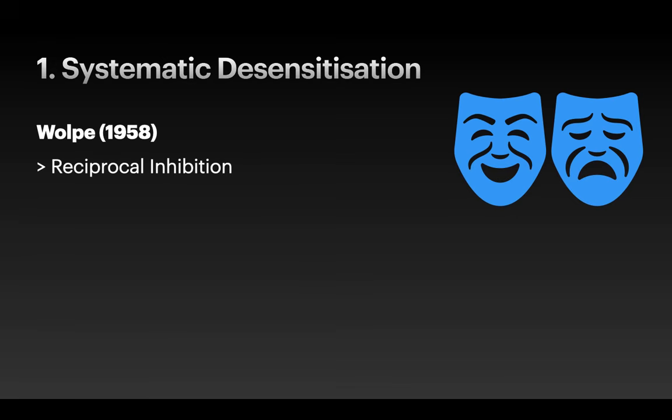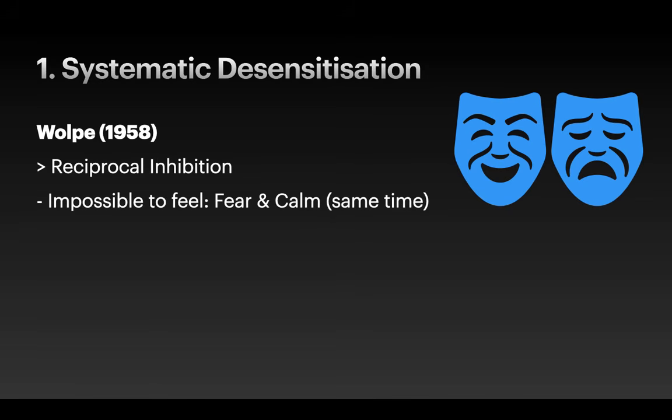Wolpe proposed this theory of reciprocal inhibition, right? Reciprocal inhibition is the impossibility to feel fear and calm at the same time, right? So when you think about it, fear and calm are two completely polar opposites of emotions, right? Fear is like, oh my god, something bad's gonna happen, and calm is like, oh, everything's all right, right? So those are complete opposites, right? And he believed that you can't feel them at the same time, right?